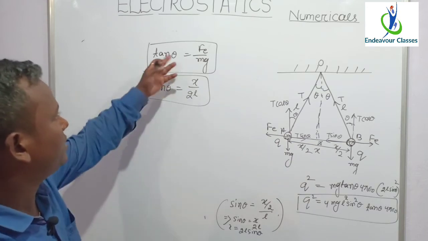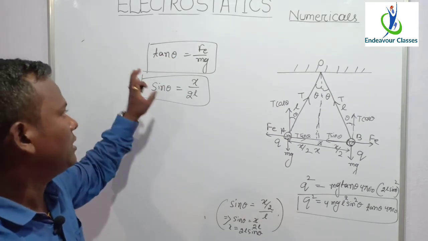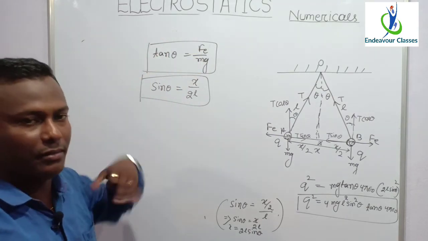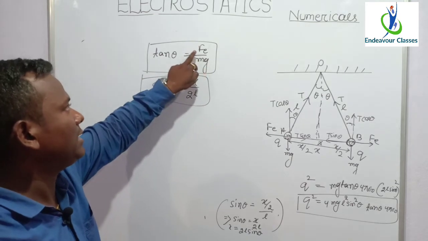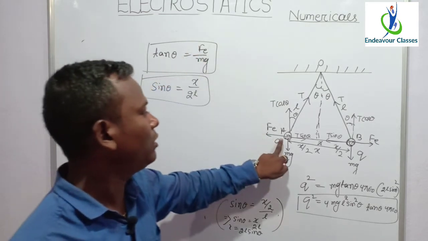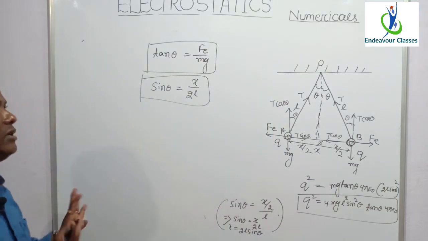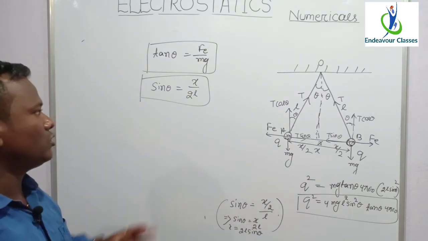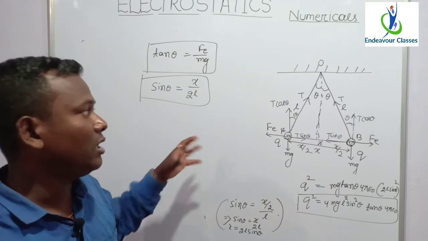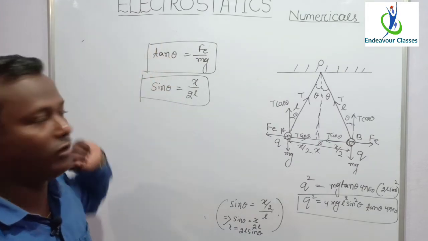That means if theta is asked or if charges are asked, that means q can also be asked. So don't forget that this Fe will be equal to 1 by 4 pi epsilon naught q square by x square. So from that you can also find out the q. So whatever quantity is asked, you can find it by these formulas.